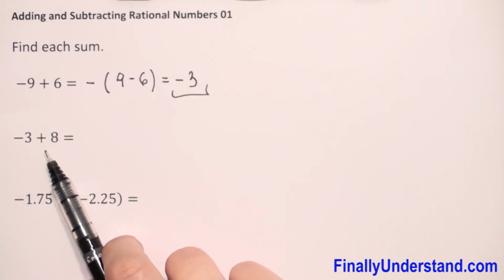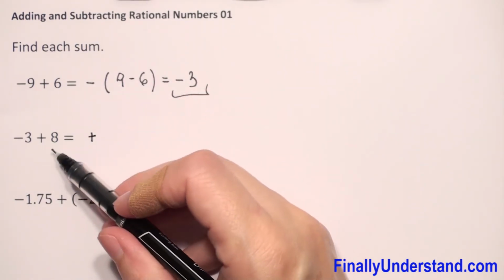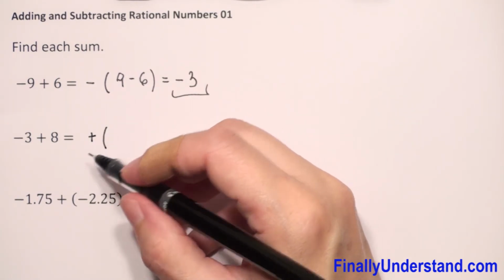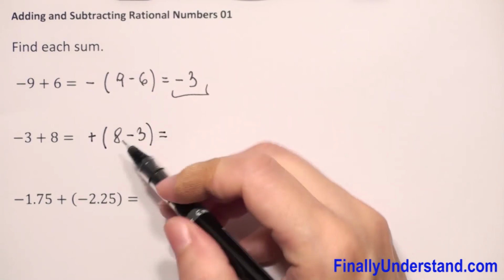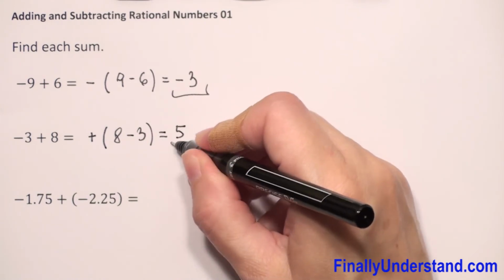Before 8 we have a positive sign. So we copy the sign of the greater number, and in parentheses we subtract the smaller number from the greater number. The positive sign we don't have to write, so 8 minus 3 is 5.